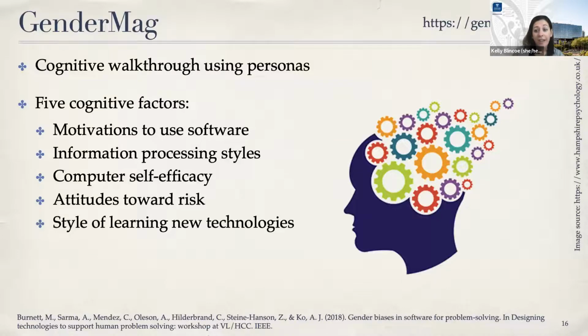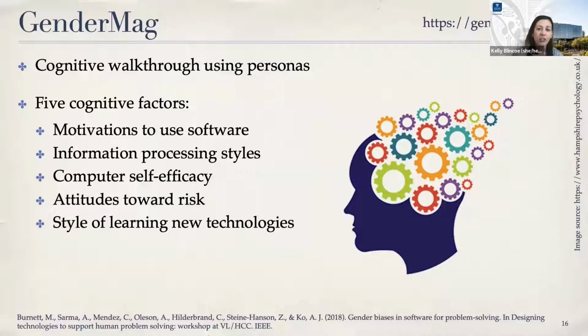Another approach that can help focus on software inclusion is GenderMag. So GenderMag is basically a cognitive walkthrough process where you consider the usability of a software product after it has been designed, using different personas. So the personas for GenderMag have been created to consider 5 different cognitive facets that I show here. So motivations, your information processing style, computer self-efficacy, attitudes towards risk, and style of learning new technologies.